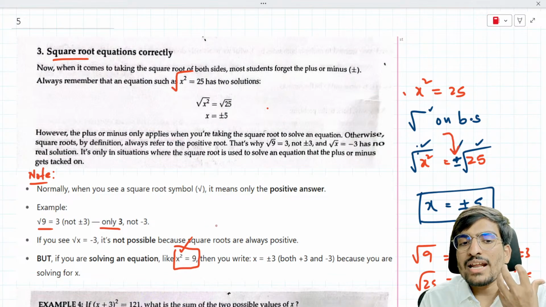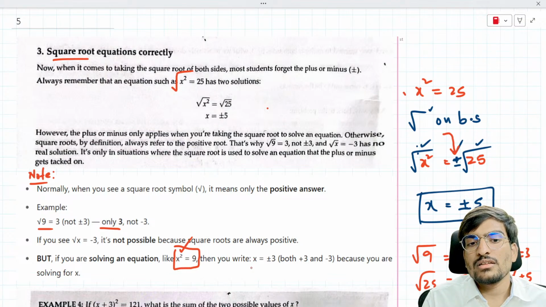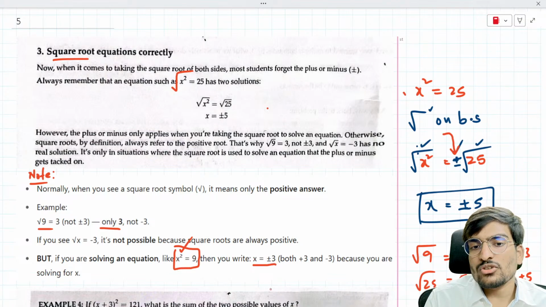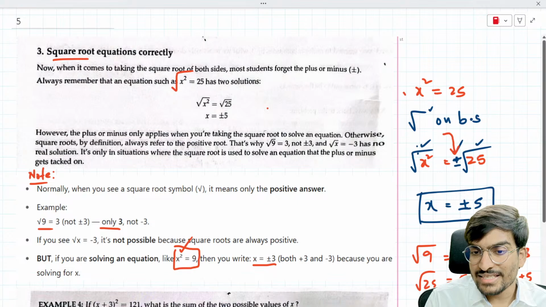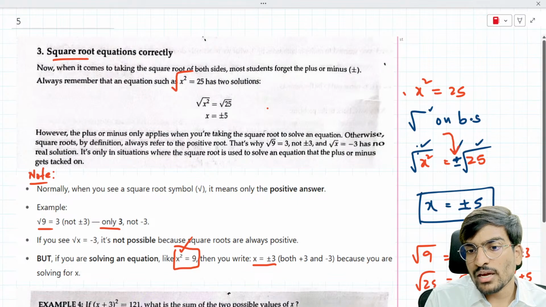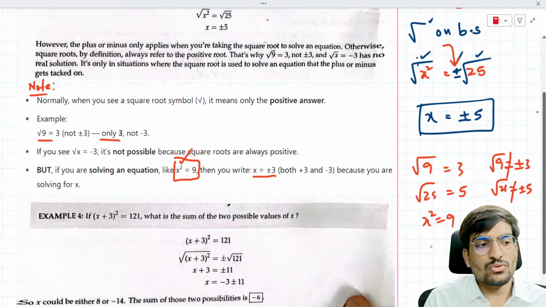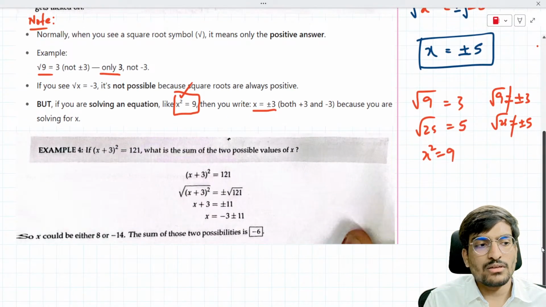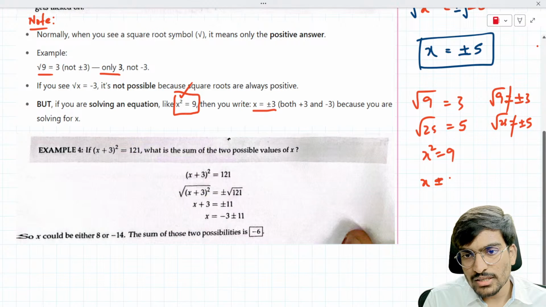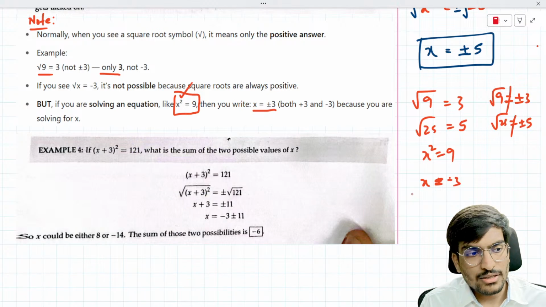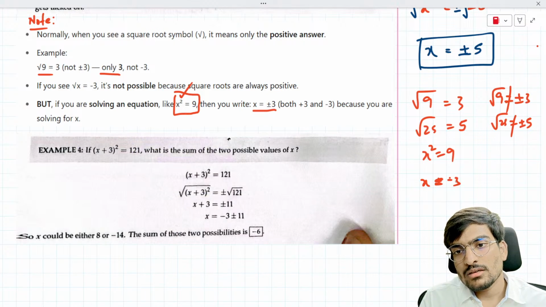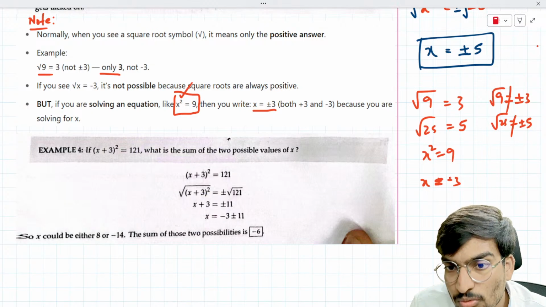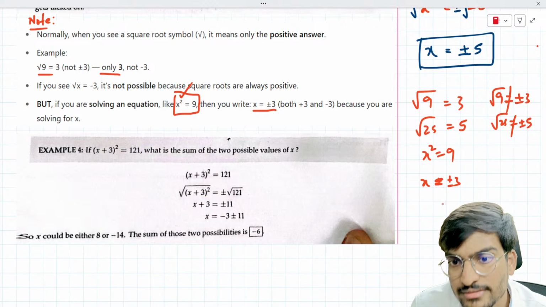Like it's a quadratic equation, so it has two solutions definitely. So here x equals plus or minus 3. Whenever it is x square equals 9, then the x value is going to be plus or minus 3.